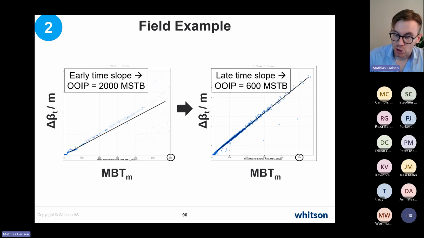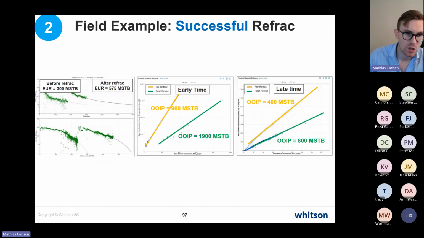So if you look at a successful refrac case, what you're left with is a way to go in and take a successful refrac and analyze the early time slope change, pre and post refrac. You do the same with the late time slope change, which you see in this example, and you compare the uplift, which in this case is almost 2x in both cases.